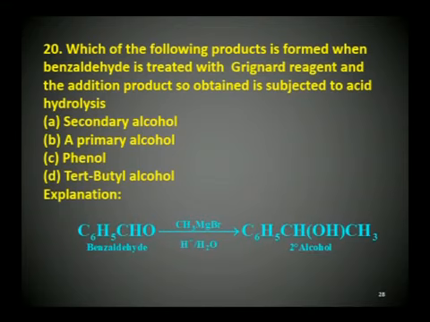When benzaldehyde is treated with Grignard reagent, I am taking here CH3MgBr, methyl magnesium bromide, followed by hydrolysis, we can see that a secondary alcohol is produced. That is, the OH group is present on a secondary carbon atom. So that is why it is called a secondary alcohol, C6H5CH(OH)CH3. So answer is A.